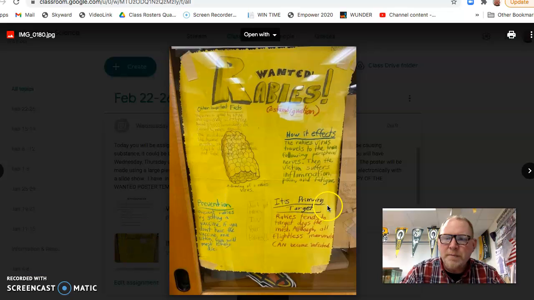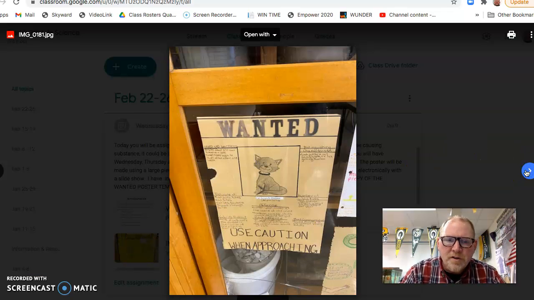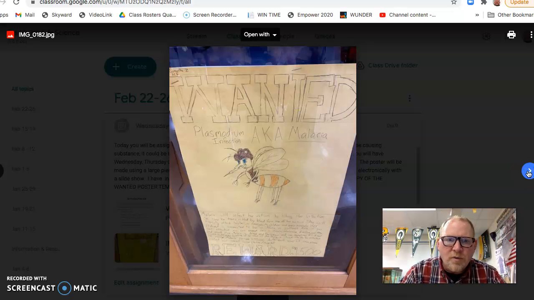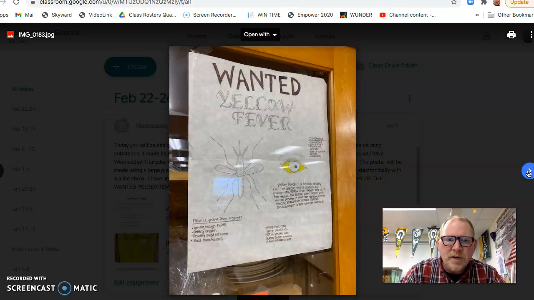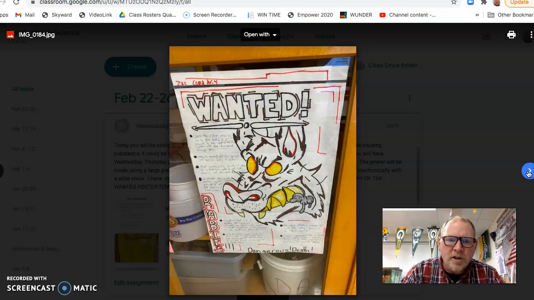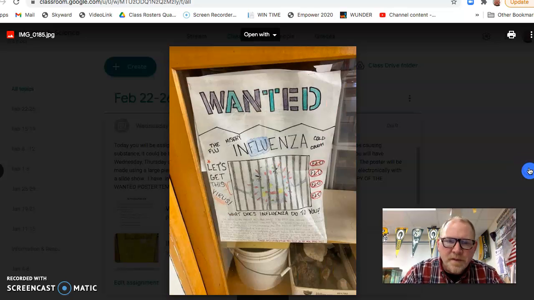Here's one on rabies. Okay, there's one on cat scratch fever. Here's one on malaria. Here's one on yellow fever. Here's another one on rabies. Okay, like the caricature here, the nice drawing kind of draws you in. The wanted thing did a good job here. This was Zach Copa, former student.